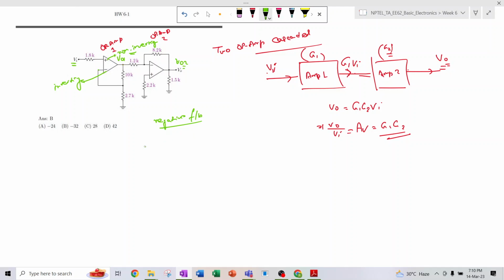So in case of a non-inverting amplifier, what will be Vo1, the output of amplifier 1? It is the input voltage times 1 plus R2 divided by R1, right? R2 is 10 and R1 is 2.7. So it will be Vi times 1 plus 10 divided by 2.7. This is the Vo1. This is the first thing.